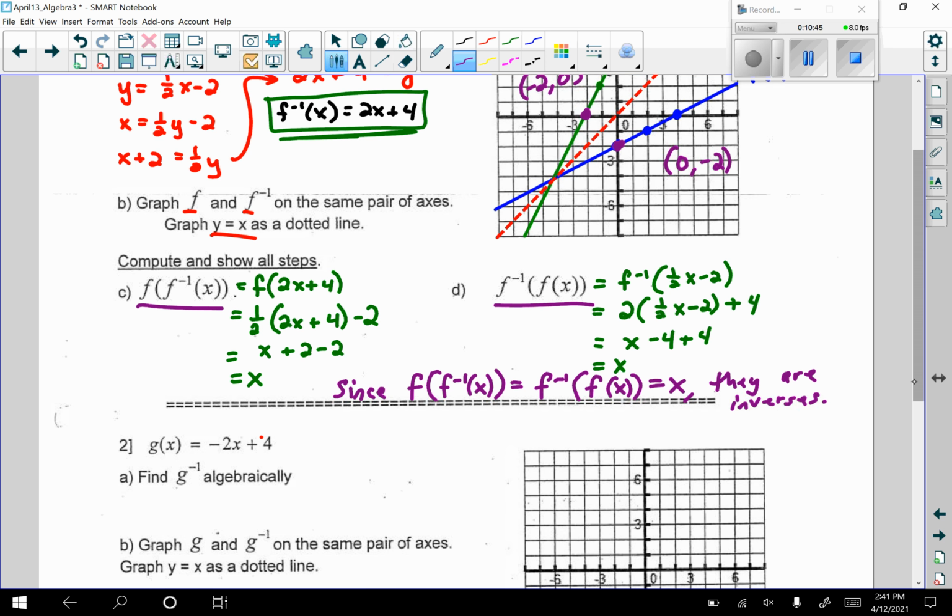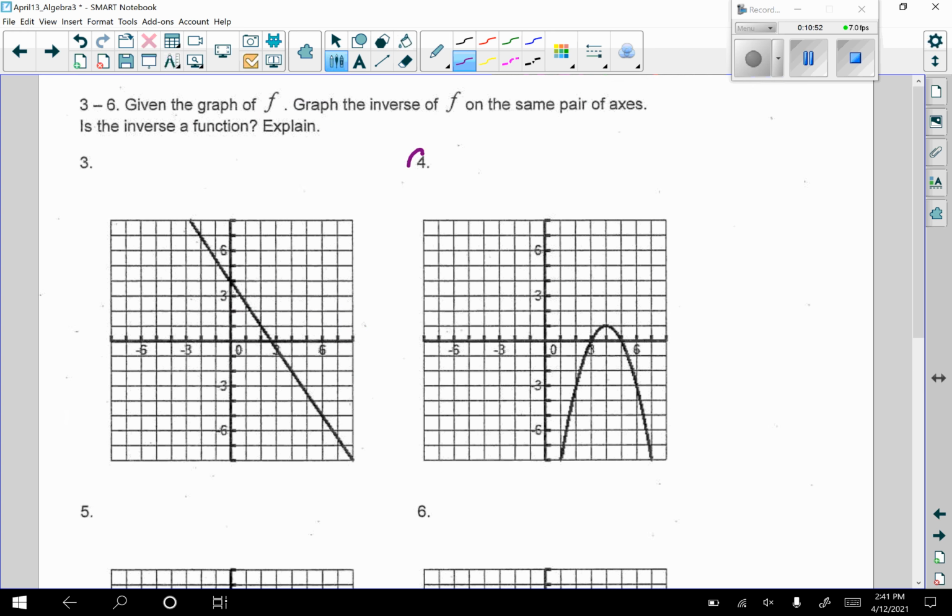All right, we'll try a couple more here. We're just going to look at graphs. So if you go to the last page, we're going to take a look at number 4. So here this says, given the graph of f, graph the inverse of f on the same pair of axes, and then is the inverse a function? So what we need are some nice points here.